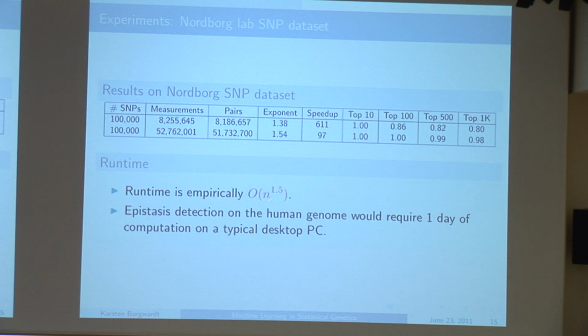Empirically, the runtime that was needed to achieve recall rates of this quality, so close to 1, was n to the 1.5 on the data sets that we work on. Which means that if you have 1 million SNPs, so 10 to the 6 SNPs, you don't have to do 10 to the 12 tests anymore using our method. On the order of 10 to the 9 tests are sufficient now. And this means that using our technique, epistasis detection on the full human genome now would require only a single day on a single computer.